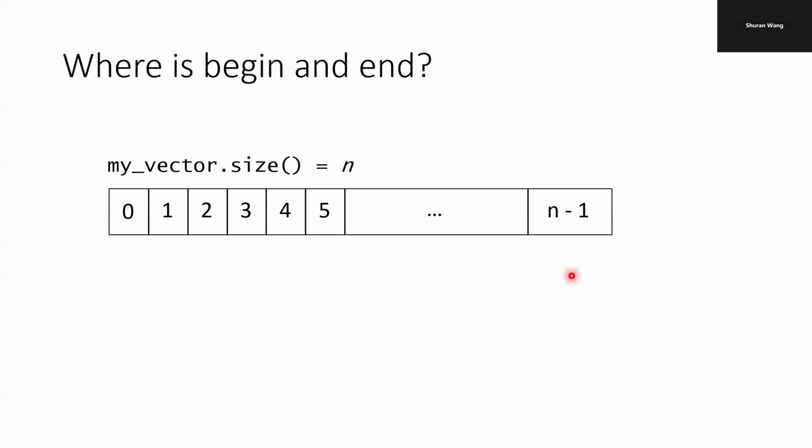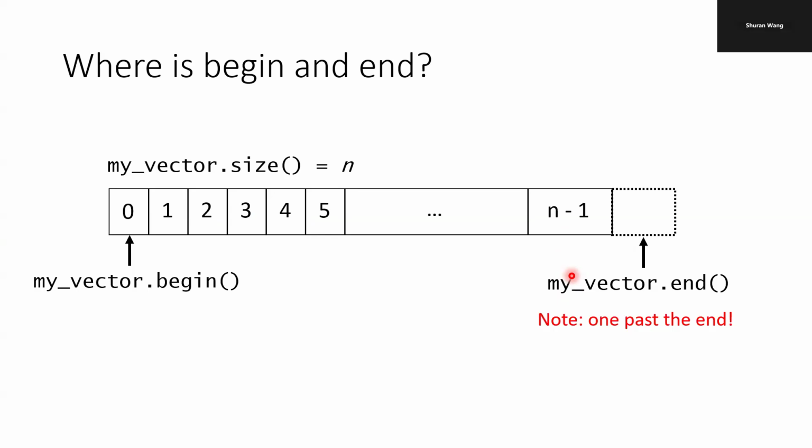My vector.begin points to index 0. My vector.end points to one past the end of this vector. And this is only used for bound checking. It's pointing to empty space, and when we loop through it, we will loop from begin. We increment by 1, and we check if we're at my vector.end, we terminate right away.